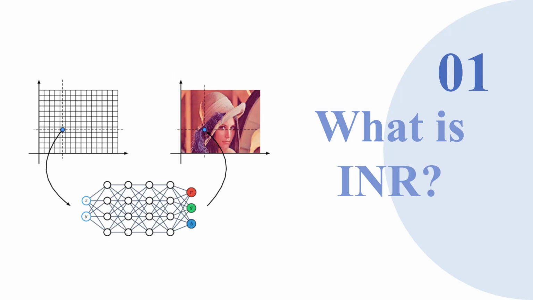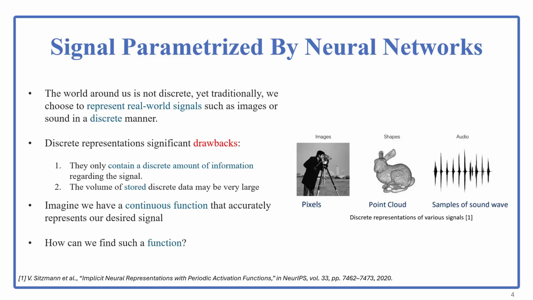So first of all, what is implicit neural representation? Basically, the world around us is not discrete, and traditionally, we choose to represent real-world signals, such as images or sound, in a discrete manner. It means that, for example, if we have an input image, we have pixel values, or if we have shapes, we have point clouds, or if we have audio, we have samples of a sound wave. But discrete representations have two main drawbacks. The first one is that it only contains a discrete amount of information about our signal. And the second one is that the stored discrete data may be very large.